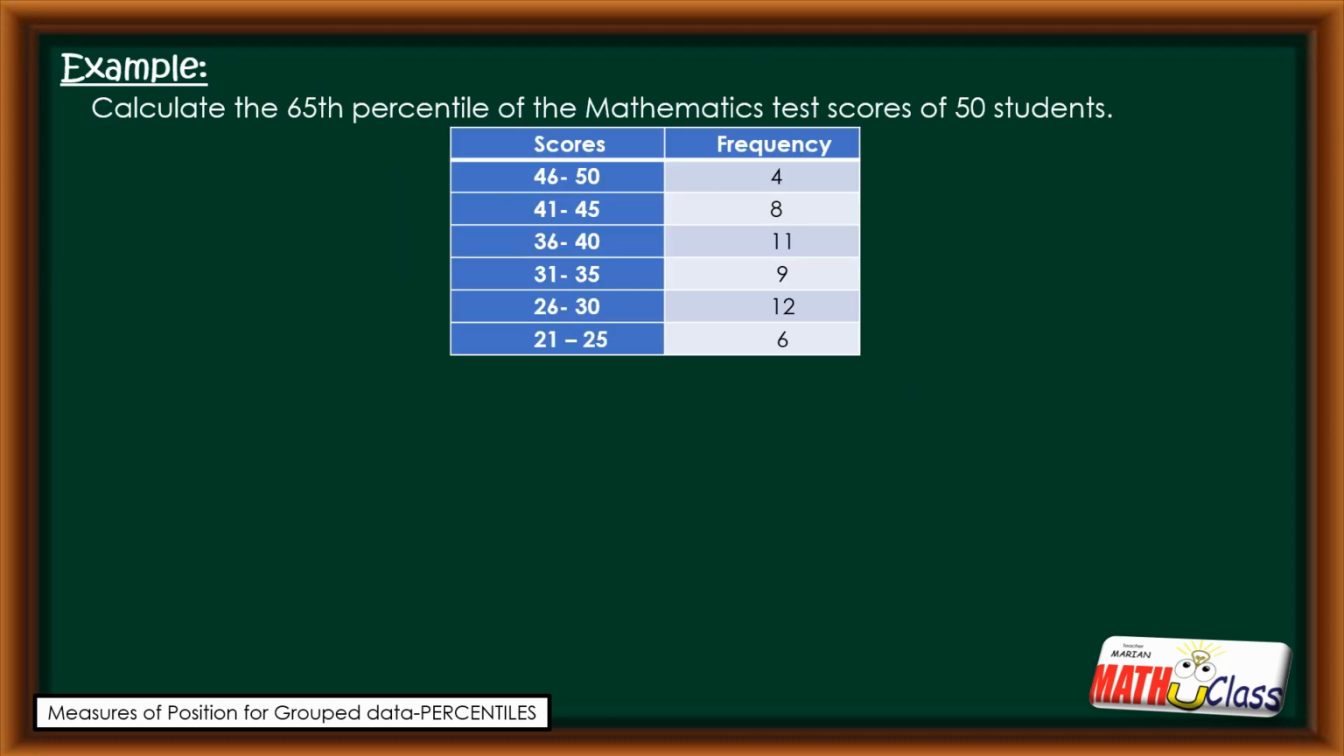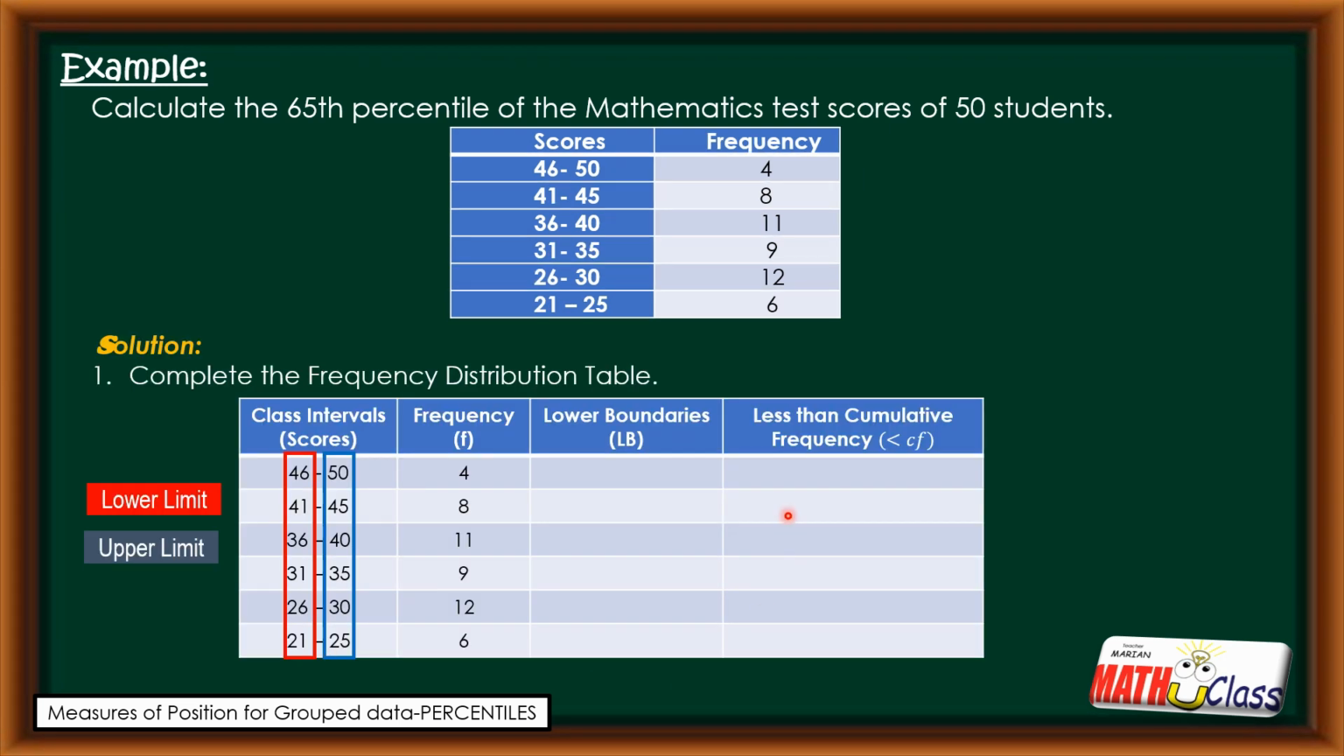Calculate the 65th percentile of the mathematics test scores of 50 students given this frequency table. As you have observed, we used the same data as in our examples in quartile and decile for grouped data. For the first step, we need to fill in the remaining rows in the lower boundaries and less than cumulative frequency columns. In addition, we have to find the value of n, or the total frequency. The value of n is 50 after summing up all the entries in the frequency column.